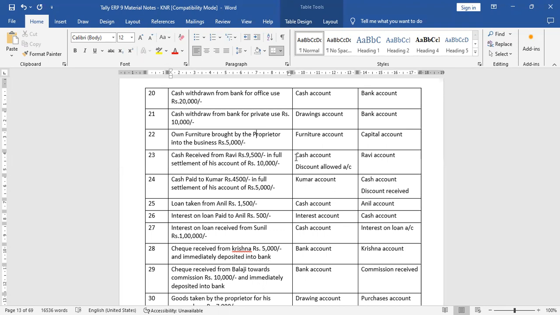Now cash comes in or goes out? Goes out. Credit side. So now you get the benefit or not? The 500 rupees difference amount is the discount received. So that amount we will receive from Kumar. So the entry: Kumar account debit, to cash account, to discount received account.